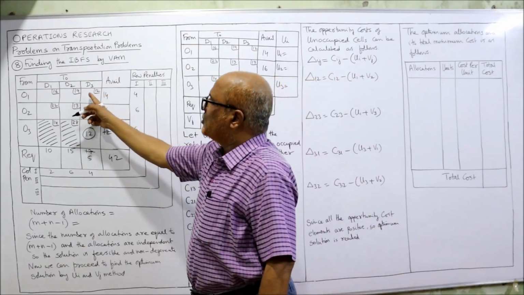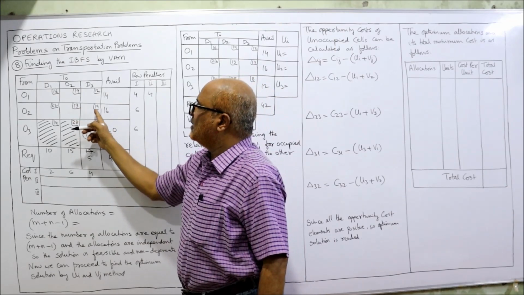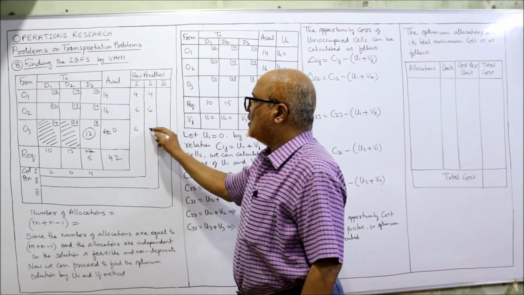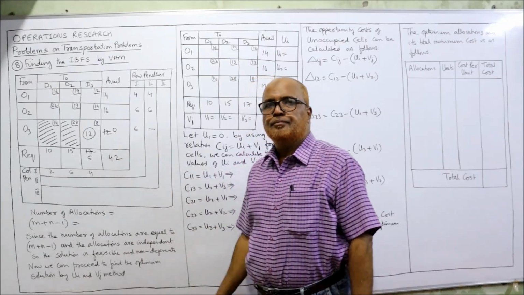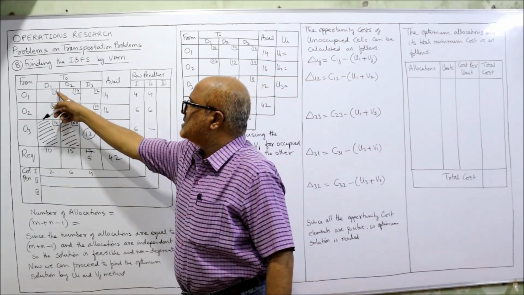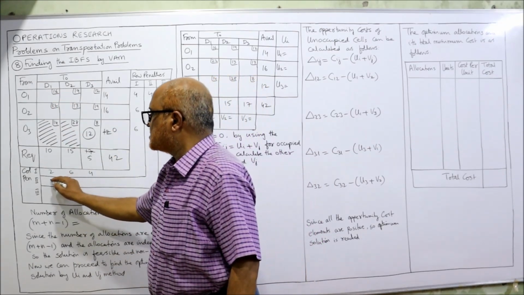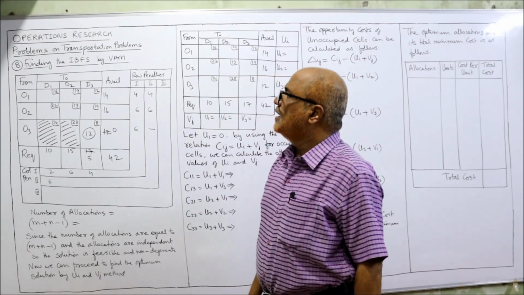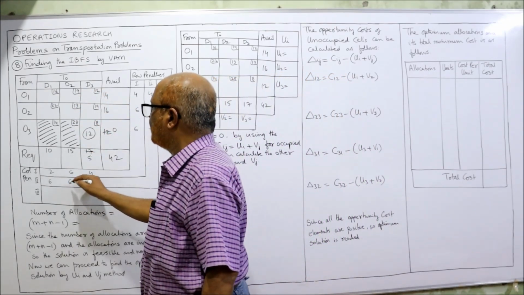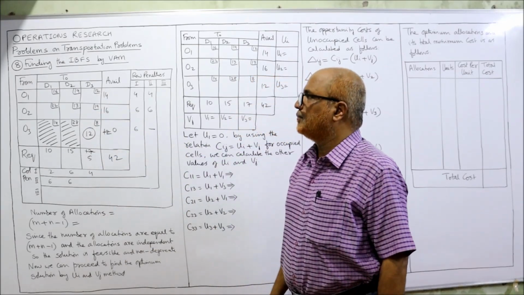Now we'll come to the second penalty. So 16 minus 12 is 4. Here 13, 19. 19 minus 13 is 6. Here a dash because it is blocked, it is exhausted. Column-wise, 16, 22. So 22 minus 16 is 6. Right? And 19 minus 13 is 6. Here 19 minus 12 is 7.